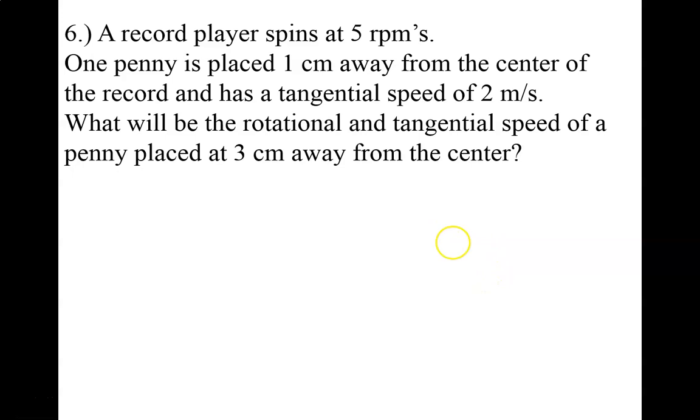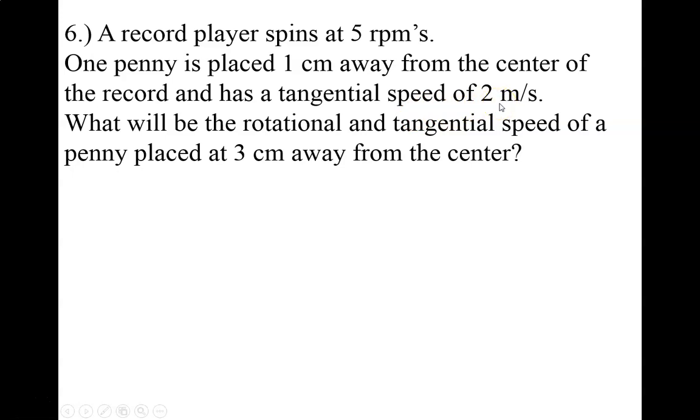Okay. So we've got 2 pennies that are on the same record, which means they're going to have the same rotational speed. So they're both going to have a rotational speed of 5 RPMs, or whatever that is in rotations per second, but it's fine to keep it in RPMs. Now, what's going to be different is the linear speed. The penny that's 3 centimeters away is 3 times as far away as the other penny, so its tangential velocity is going to be 3 times as much, which would be 6.